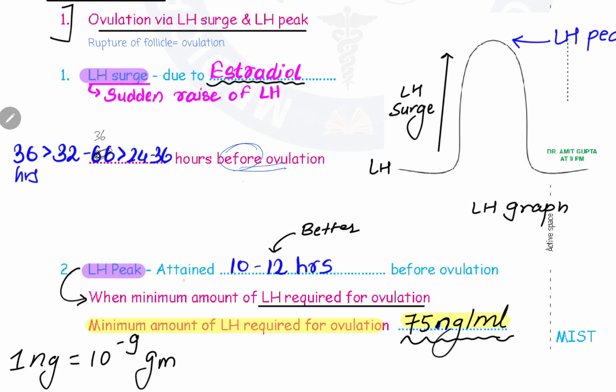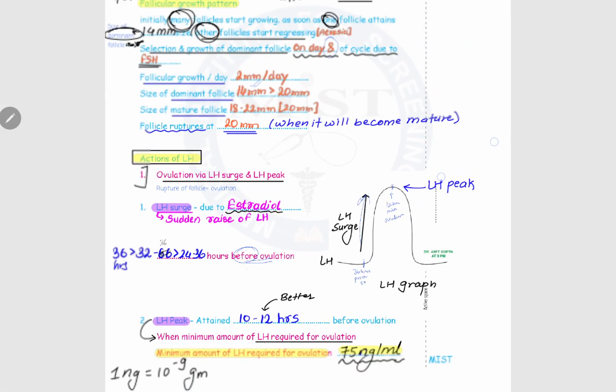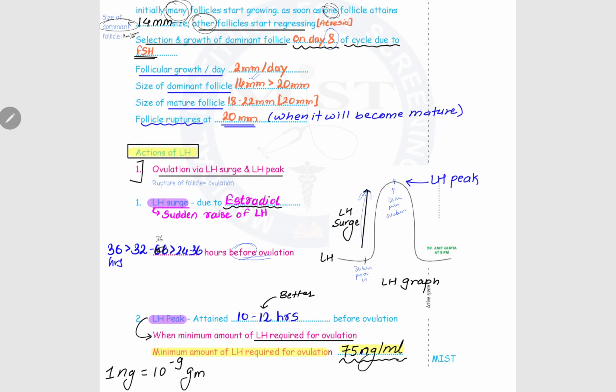Now, LH surge and LH peak are two different things. The rise is known as the LH surge. This will occur 36 hours prior to ovulation. After the LH surge, we attain the LH peak, right? This is 12 hours prior to ovulation. So the LH peak is attained 10 to 12 hours before ovulation. At this point, there is a minimum amount of LH required for ovulation, that is known as the LH peak. The minimum amount of LH required for ovulation is 75 nanogram per ml.